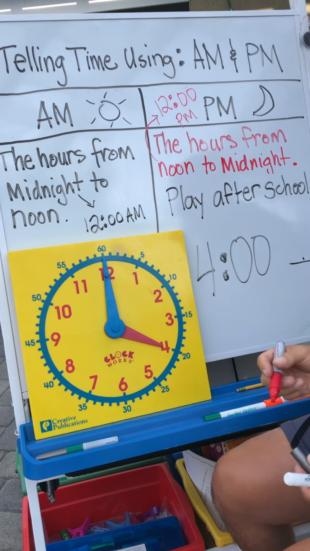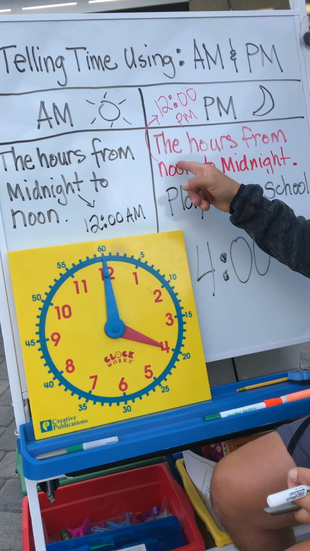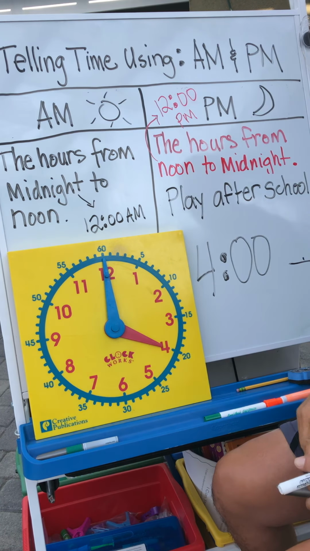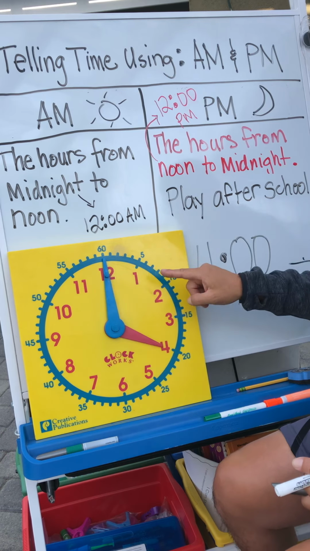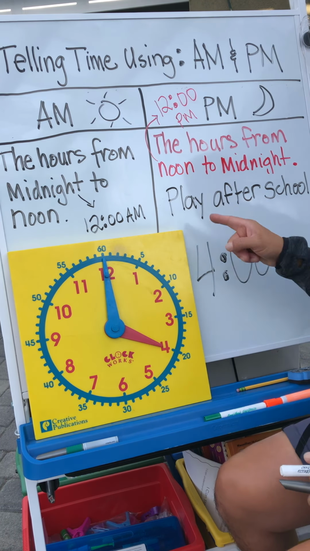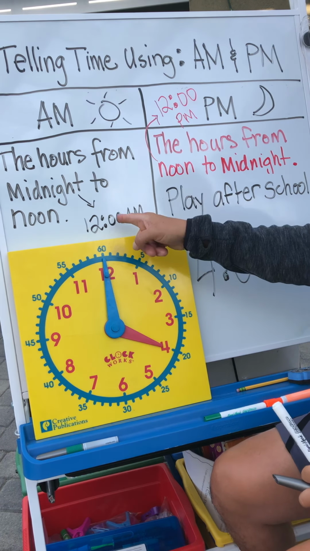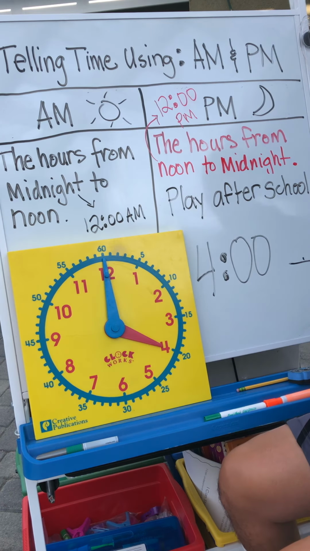It already passed noon, because the middle of the day we call noon, and the middle of the day is 12 p.m. So if it passed 12 p.m. and it went to 1 p.m., 2 p.m., 3 p.m., 4 p.m., then when we go play after school, it's not 4 a.m. because 4 a.m. we would be sleeping. It's 4 p.m.